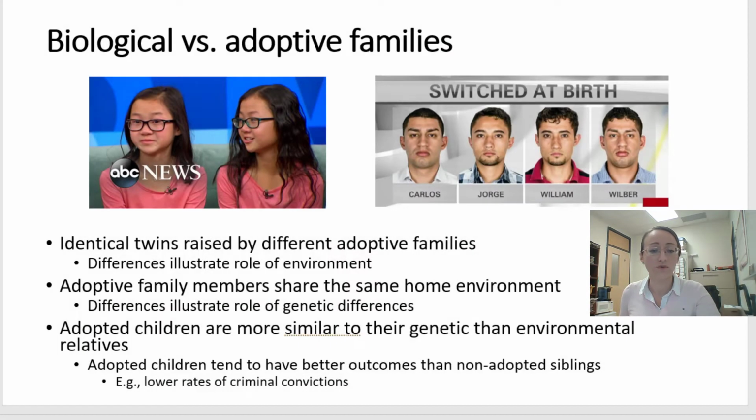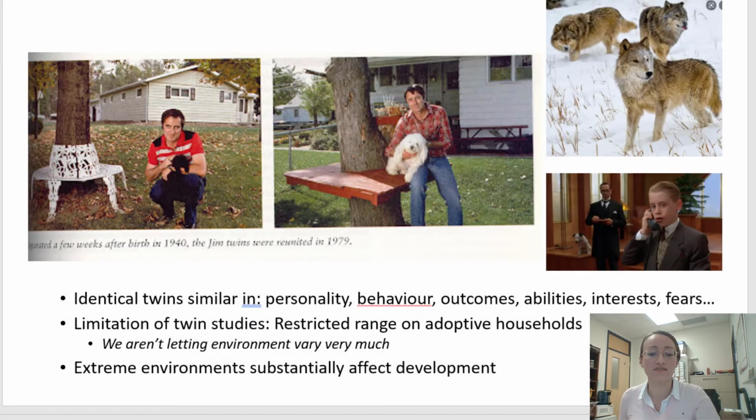If we want to study the role of environment, we would look at identical twins raised apart. Same genetics, different environments. Studies of identical twins raised apart have found very strong similarities between the twins. The Jim twins had the same jobs. They both had dogs. They both had wives named Linda.